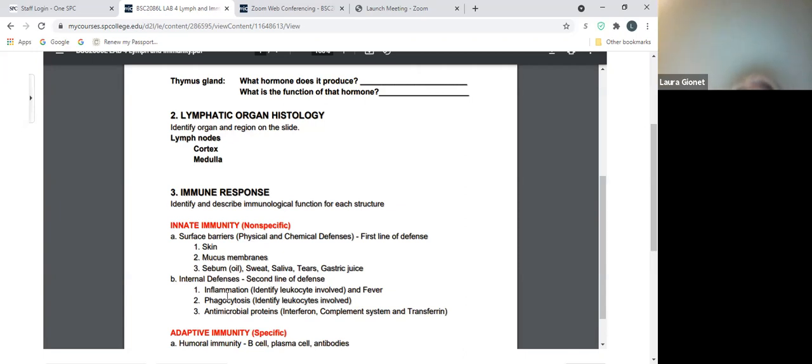Phagocytosis. The 2 phagocytic cells are neutrophils and monocytes, which are called macrophages once they leave the bloodstream.